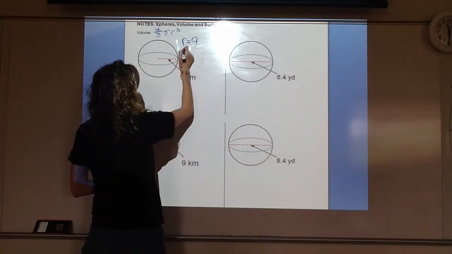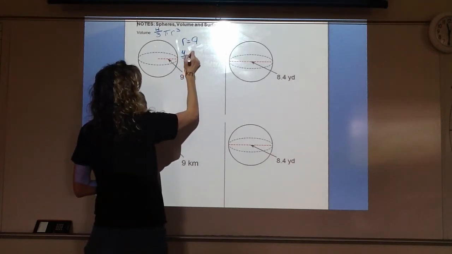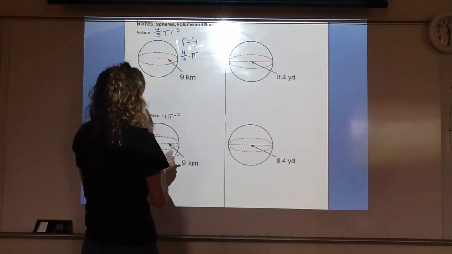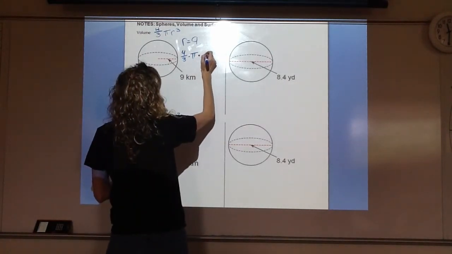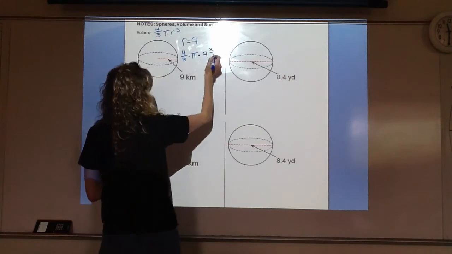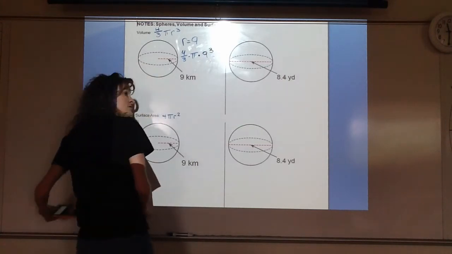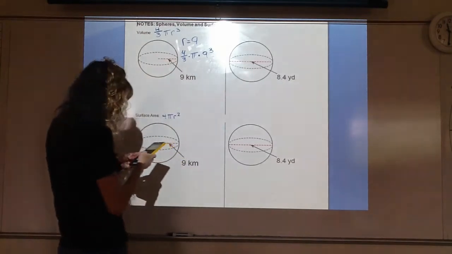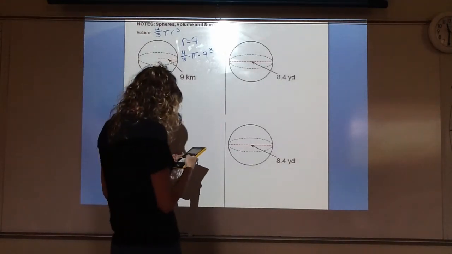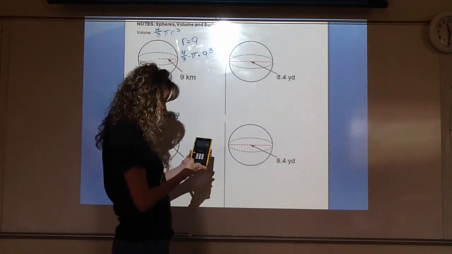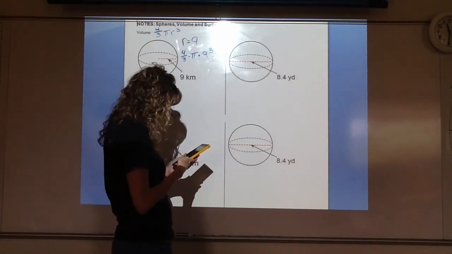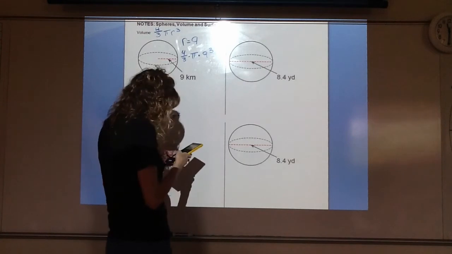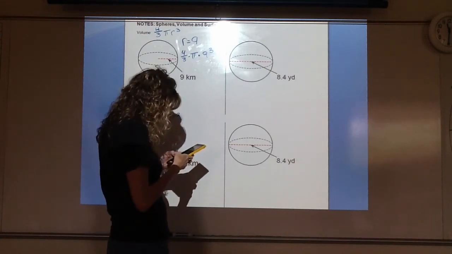So in my calculator, I'm going to go 4/3 times, I'm going to use the pi button on the calculator, and then times 9 cubed. And I'm going to round to the nearest hundredths place, which is 2 decimal places. So 4/3 times, to get pi, you have your pi button, you know where that is, times 9 cubed.